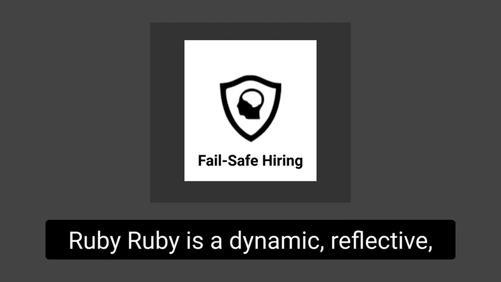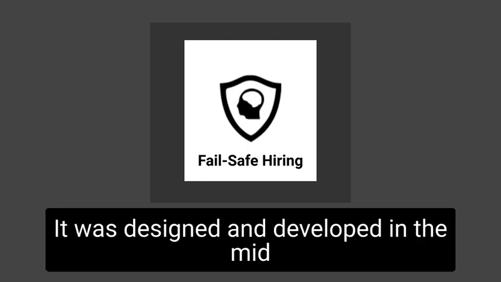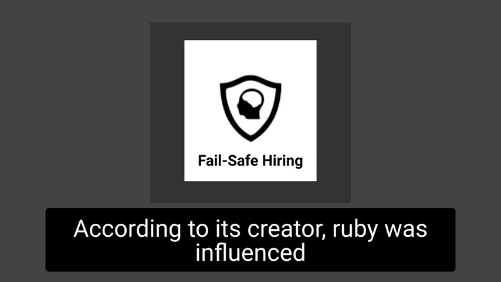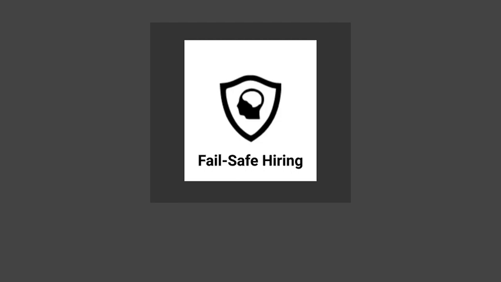Ruby. Ruby is a dynamic, reflective, object-oriented, general-purpose programming language. It was designed and developed in the mid-1990s by Yukihiro Matsumoto in Japan. According to its creator, Ruby was influenced by Perl, Smalltalk, Eiffel, Ada, and Lisp.